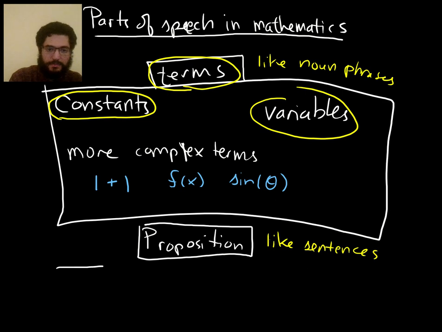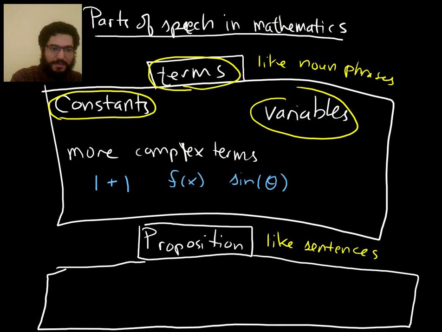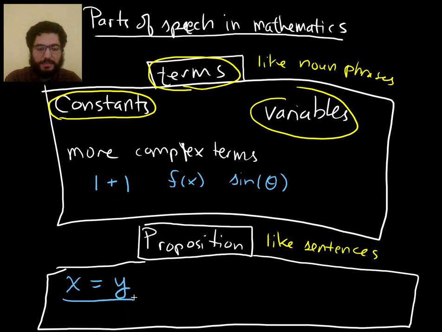Let me box it in so that it looks as important as terms at least. Here are some examples. Something like x equals y. So that's a proposition because it's saying something. It's an assertion. The symbols x equals y, that string of symbols, it doesn't refer to anything. It's not a term, but it's a proposition because it's trying to say something. It could be true or false. So that's another way to think about propositions. They're things that could be true or false.